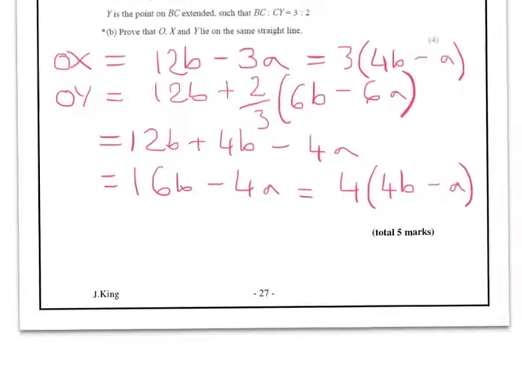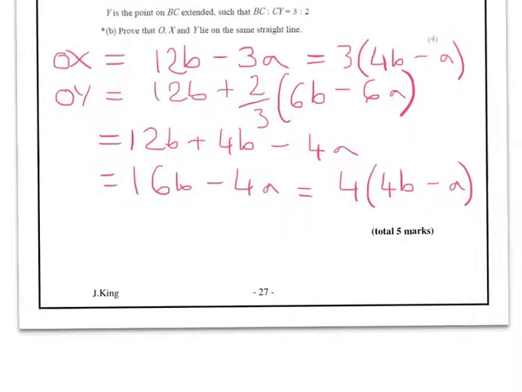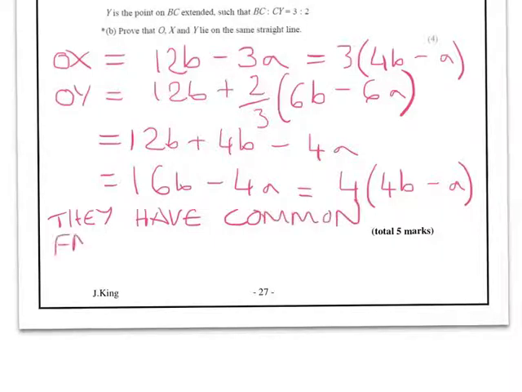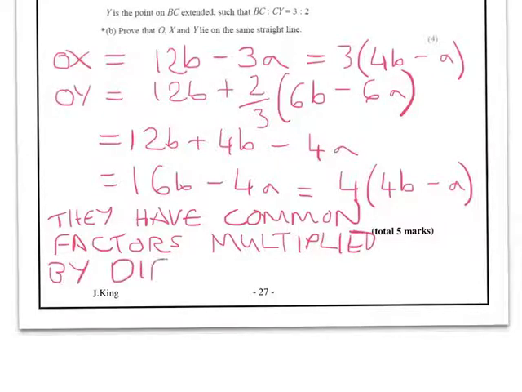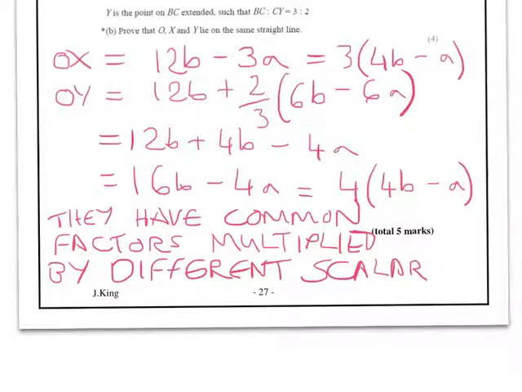So underneath we're just going to write down they have common factors multiplied by different scalars. By scalars we mean a number on its own, a 3 and a 4. Okay, that's that question done.